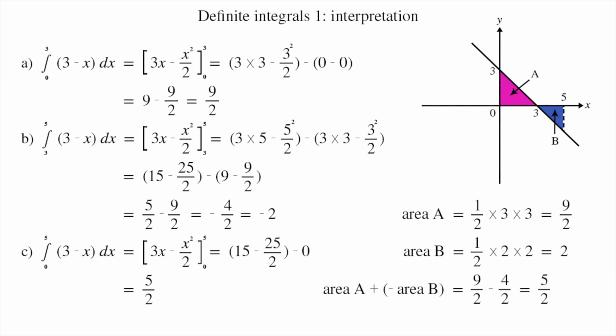So, when integrating across a region which will have areas above and below the x-axis, if we regard those above as positive quantities and those below as negative quantities, and then add all those areas together, the answer should be the same as our definite integral.